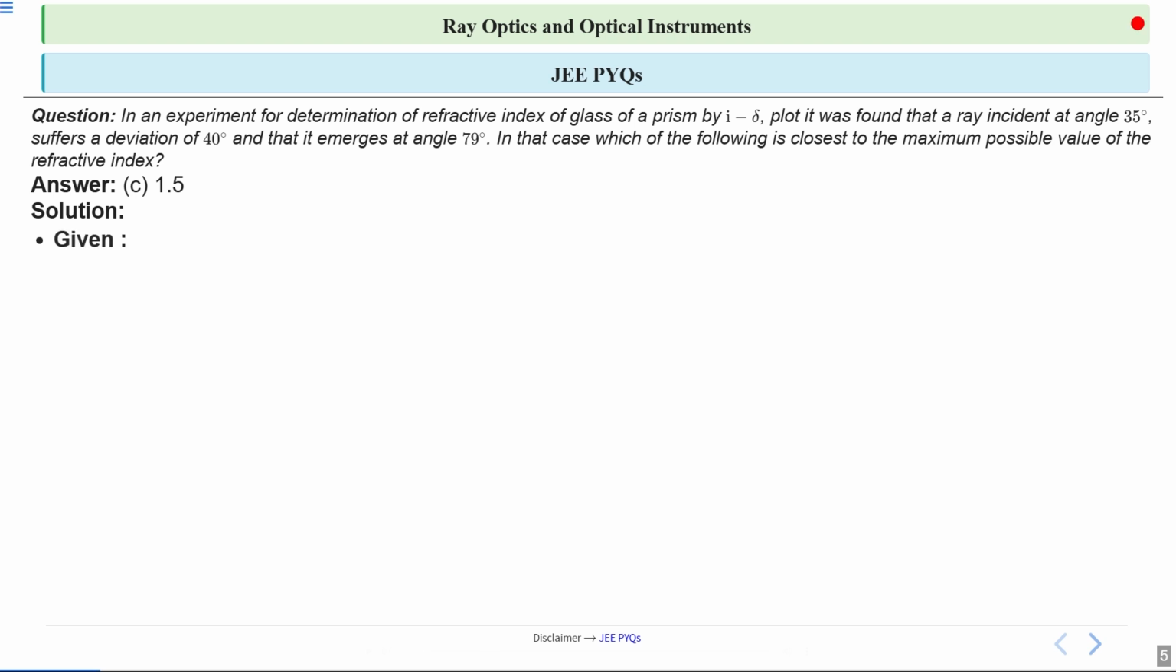So let's begin by examining the given data for the experiment. We have 3 key angles to consider: the angle of incidence, angle of emergence, and angle of deviation. Okay, so first we have angle of incidence denoted as I, which is given as 35 degrees. This is the angle at which the light ray enters the prism.